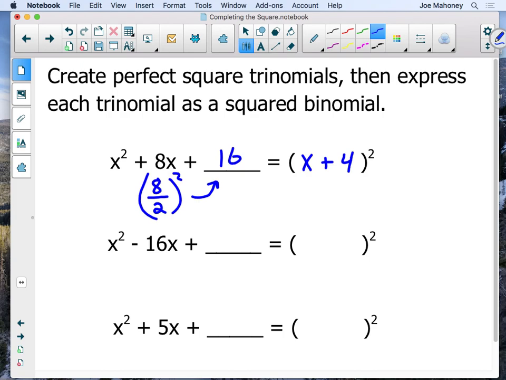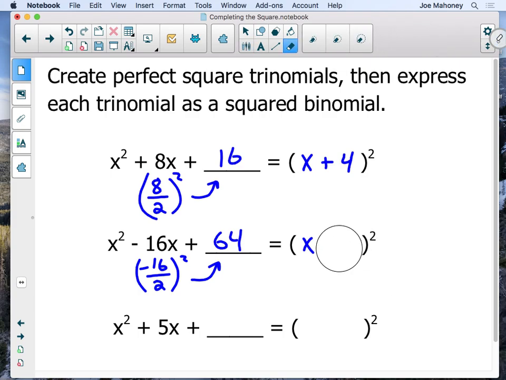If I go to my middle one, I'm going to take negative 16 and divide it by 2, and then I'm going to square it, and that's going to give me a positive 64. And then for this binomial, the square root of x squared is x. Square root of 64 is 8, or half of 16 is 8, but that's wrong because it should be a negative.